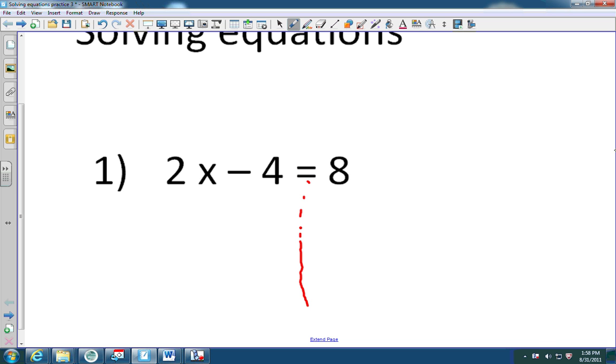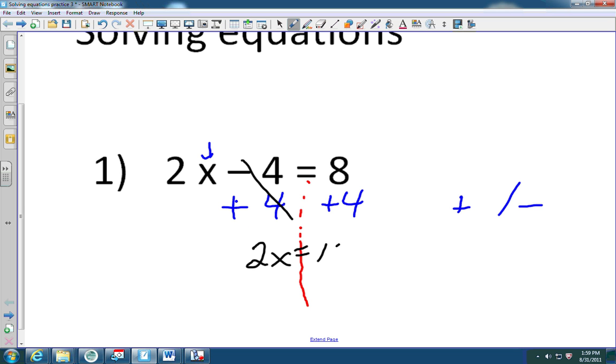The first thing we are always going to do is addition and subtraction. I'm going to look. Here's my x all by itself. What's on the same side of the equation with it that I can add or subtract? Right here, there's a minus 4. So I'm going to come down here and do the opposite. I'm going to add 4 to each side, because what I do to one side, I have to do to the other. Now, these cancel, and I get 2x equals 12, because 8 plus 4 is 12.